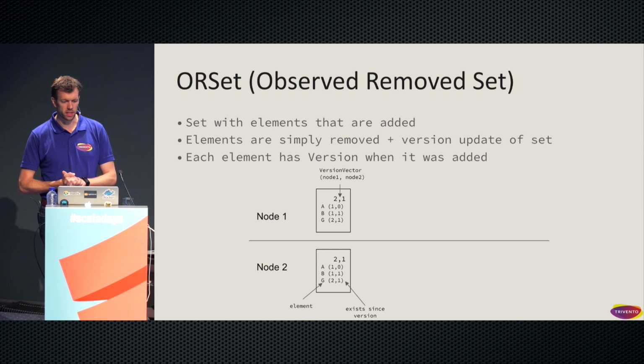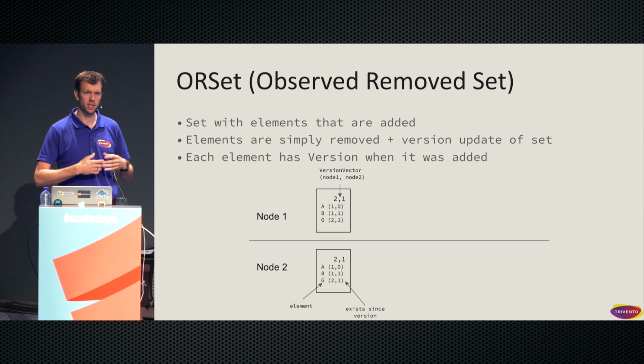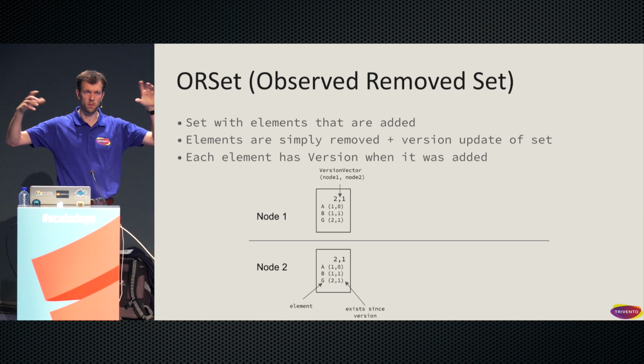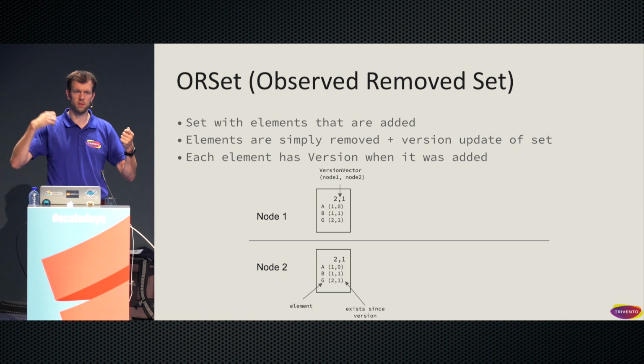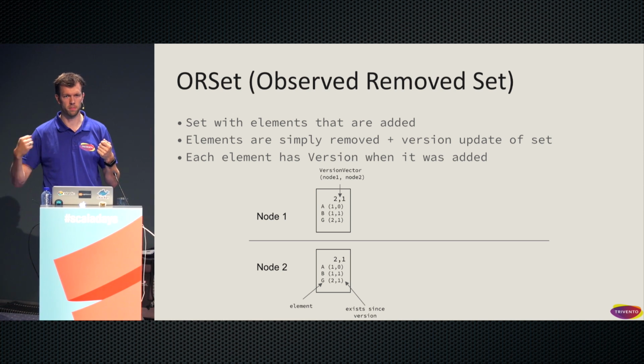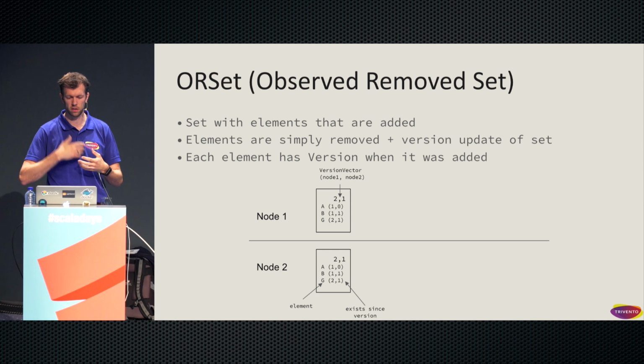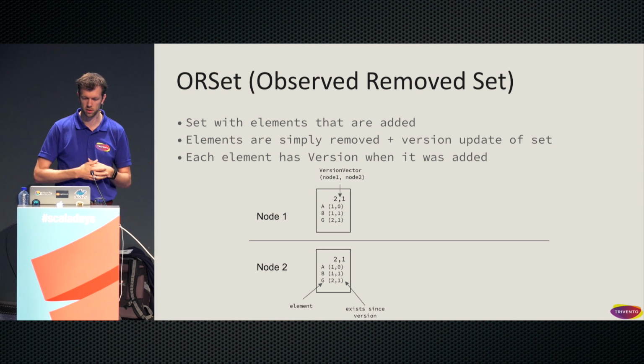The observed remove set. I said a few slides ago that a simple set, the grow-only set, is quite simple because the merge is simple: the union. But how do we go about it when we want to remove items from a set? What information do we need to propagate to the other nodes?